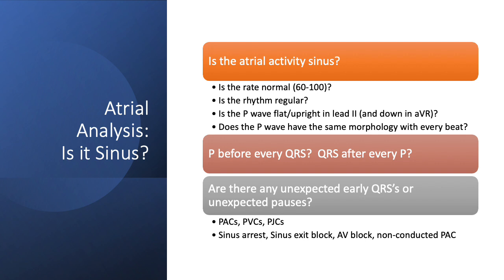And the other thing I want to take a look at is whether or not there are any unexpected early QRSs or unexpected pauses, because maybe I have a sinus rhythm, but I also have some premature complexes like a premature atrial complex, premature ventricular complex, premature junctional complex. You can also see sinus arrest or sinus exit block, AV nodal blocks, and non-conducted PACs that can also cause unexpected early QRSs or unexpected pauses in an EKG.